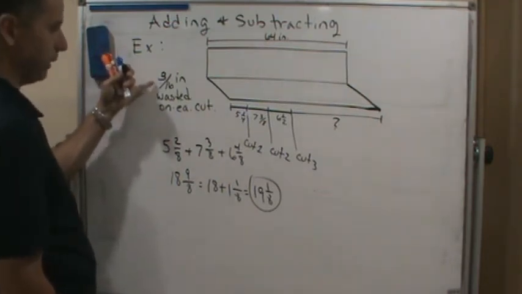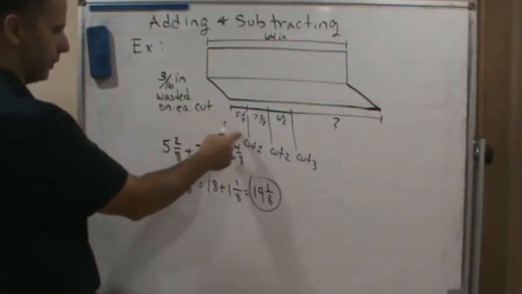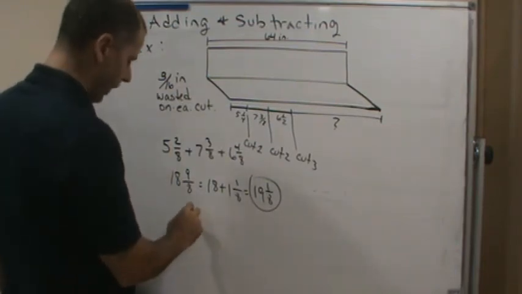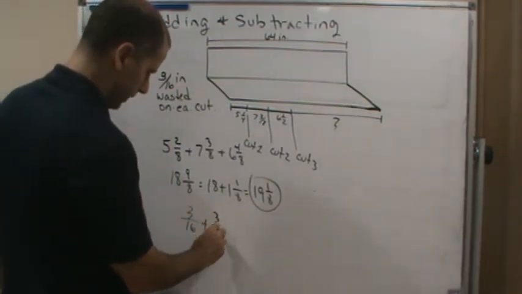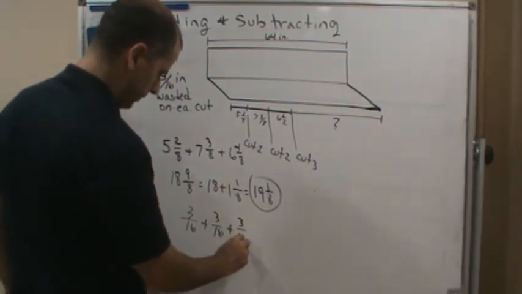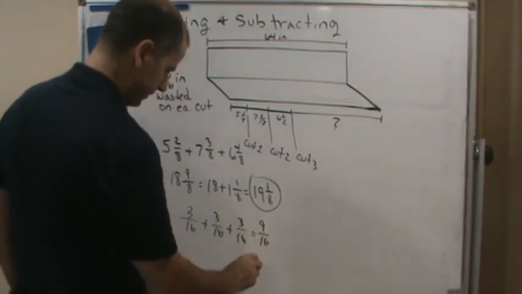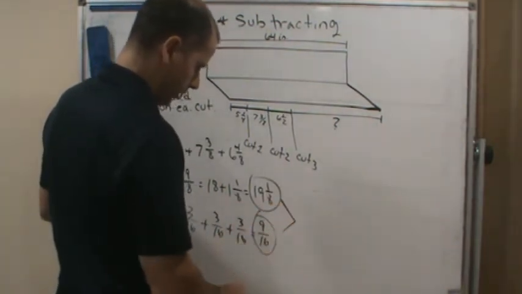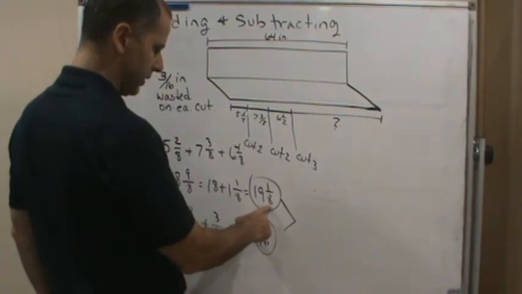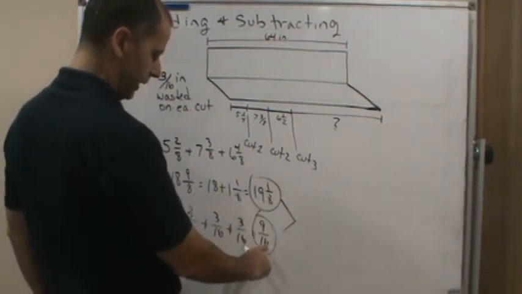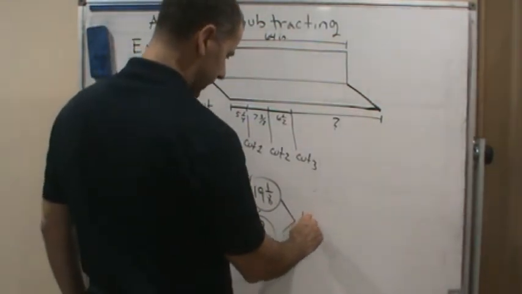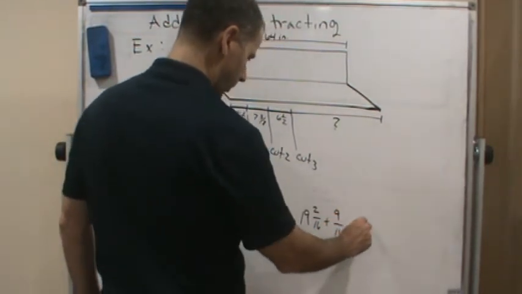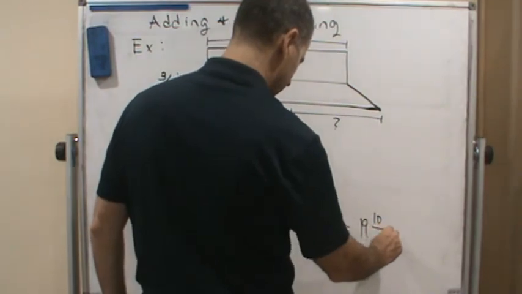Now I've got to add the 3 wasted cuts, or the amount that was wasted. Well, I have 3 cuts. Each cut wastes 3/16. So this is going to be what? 3/16 plus 3/16 plus 3/16, which equals 9/16. So now I'm going to have to add these 2 numbers, right? So now it's going to be what? I have to change this to a 16th because the least common multiple between 8 and 16 is 16. So this will be 19 and 2/16 plus 9/16, which equals 19 and 11/16.